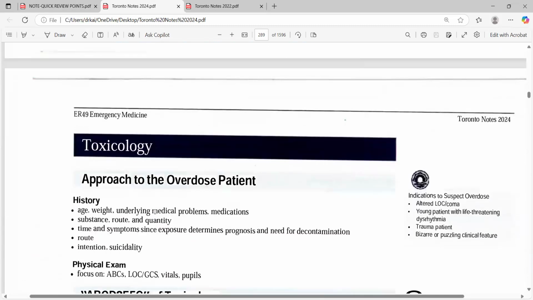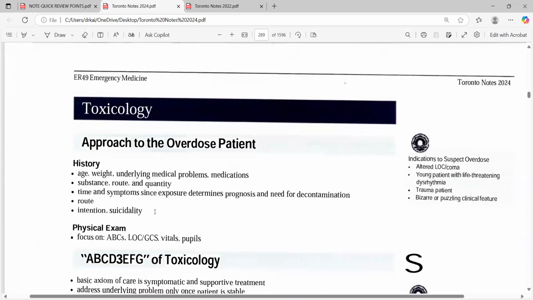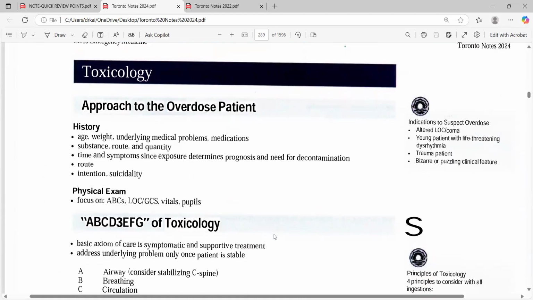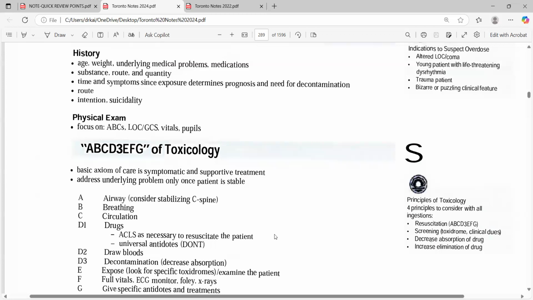Then one of the most important topics, but most easy. Just make the concept of toxicology and you are good. So let's try to cover it. The indications of suspected overdose, mainly what happened is altered level of consciousness, young patients with a life-threatening trauma or bizarre feelings. In this one, mainly you need to know this part here.